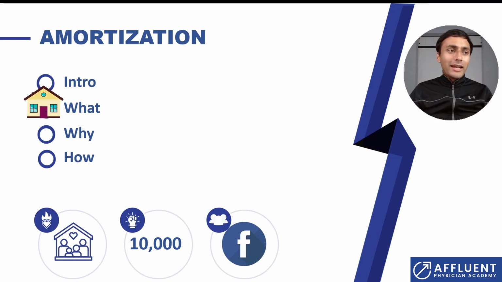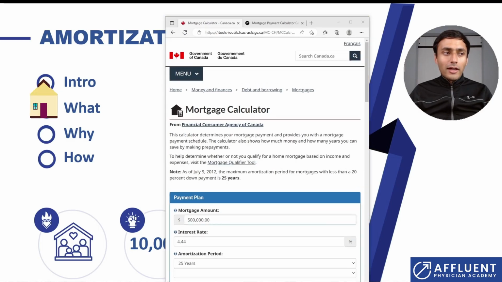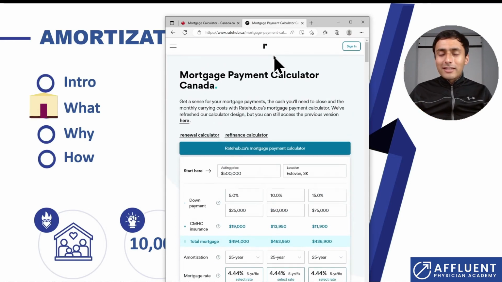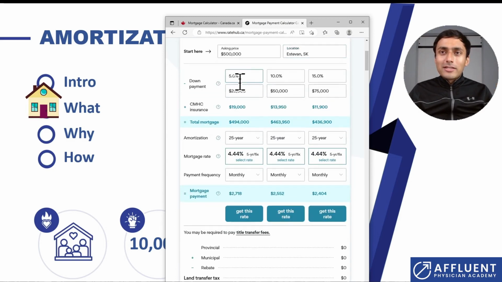So let's look at an example here. I have picked a combination of a website, the Government of Canada's website available here, but for the purposes of illustration, I shall use this website here by RateHub, which is an excellent example. So here I've taken a starting price of $500,000 on a house, and I've picked a location, Estevan, Saskatchewan, because why not? And I've picked here various down payment strategies.